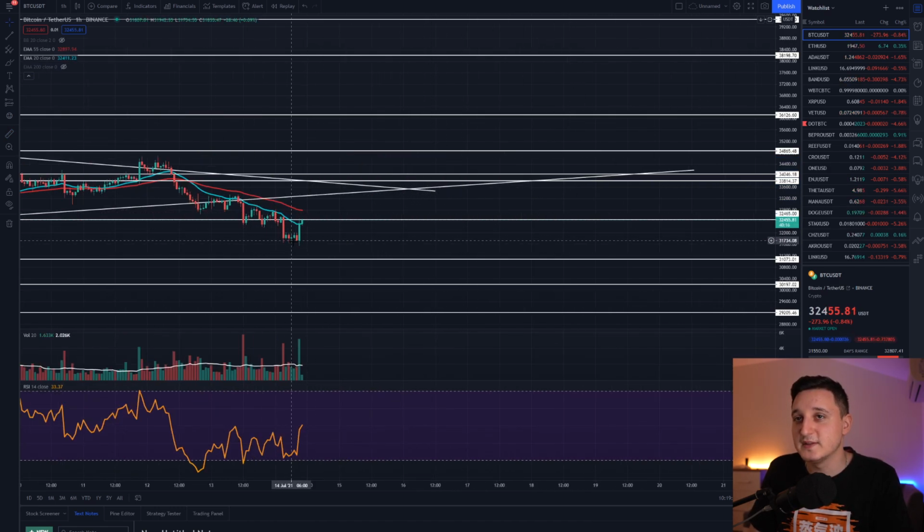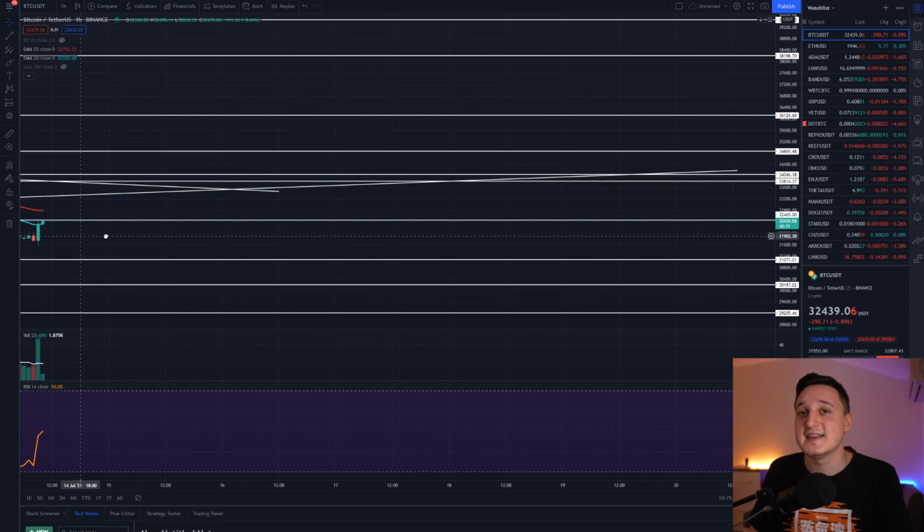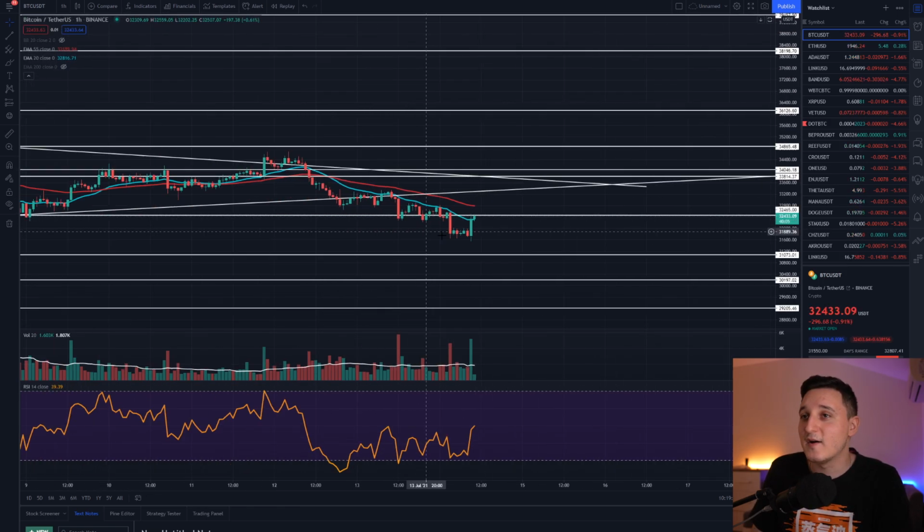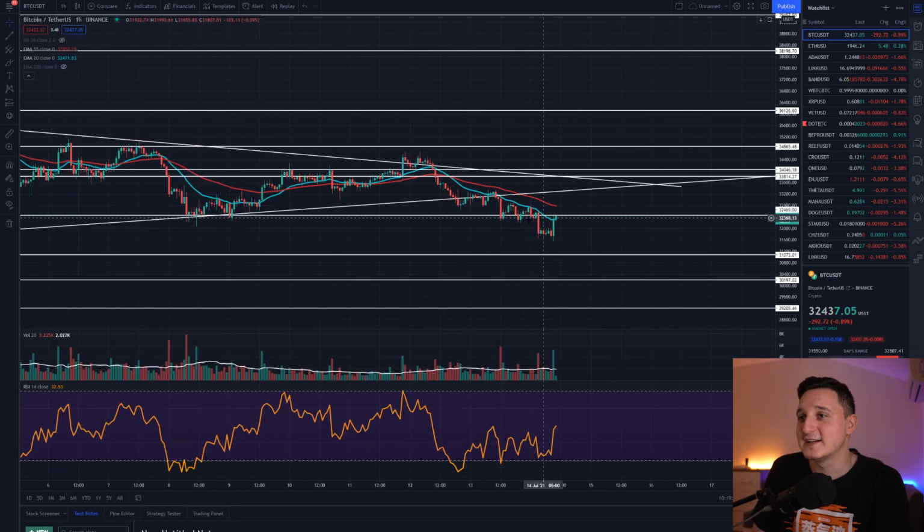So this is the little dip that did happen here. I think it's approximately 4%. Yeah, there it goes, 4%. But what happened here at the end is that it did pump. So we did have a dump, but we did have a little pump here. Now, as you can see, we are getting rejected right over here at this line.